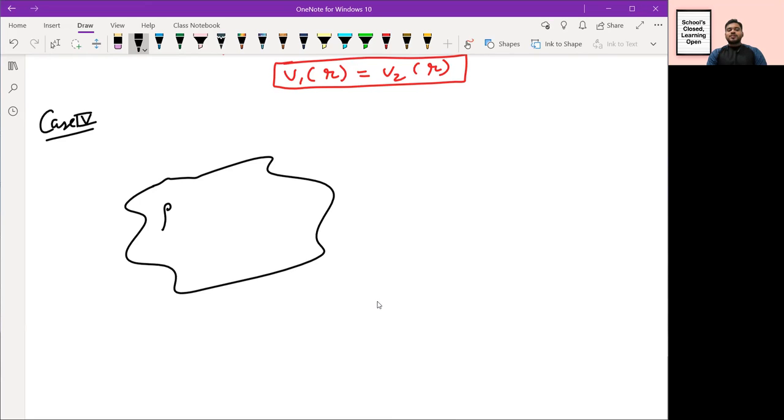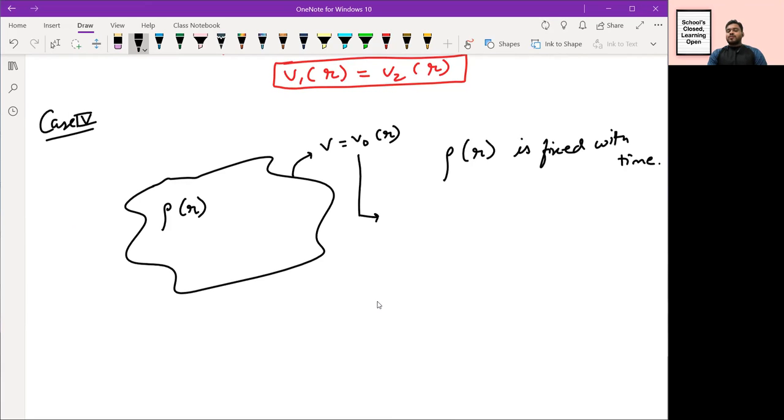Now in this case, there is a distribution. It is a fixed distribution. Rho(r) is fixed with time again. It can vary with space, doesn't matter to me. With time, it is fixed. Correct? And the potential at the surface is given. V is equal to V naught(r). It is again similar, V naught(r). It can vary with space, but fixed with time. It doesn't change with time.